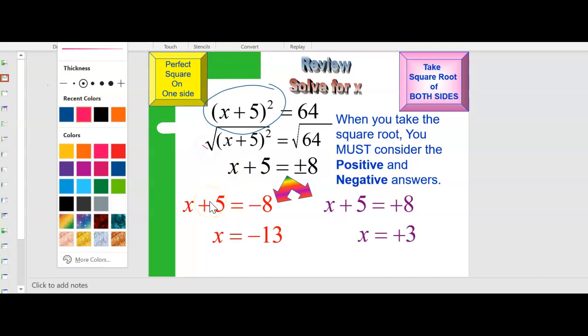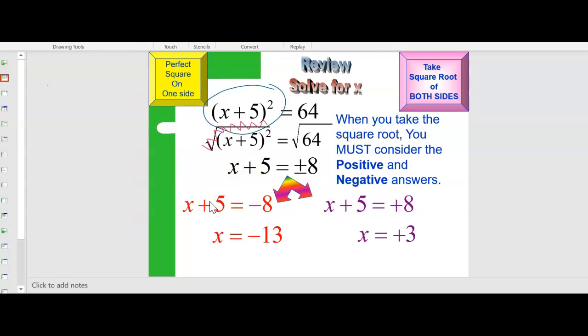So square root and square kill each other. So the square is gone. And you take x plus 5 out. You set it free. And on the other side, we have another knowledge to deal with. So square root of 64 equals what? So how are you going to deal with this?